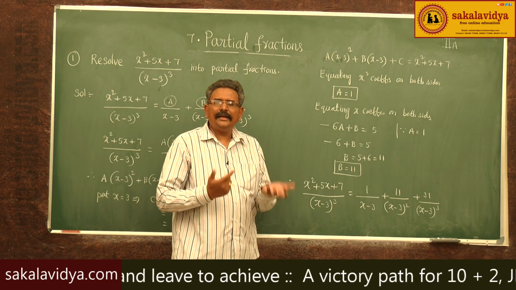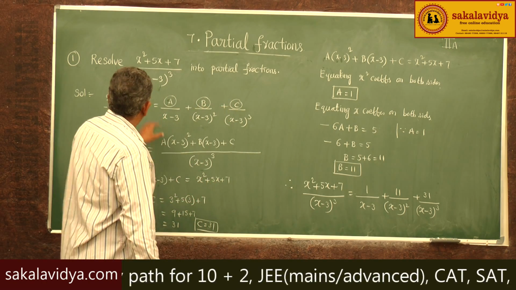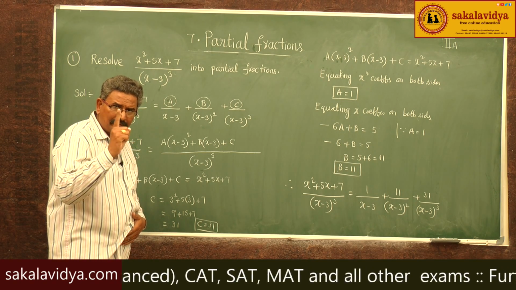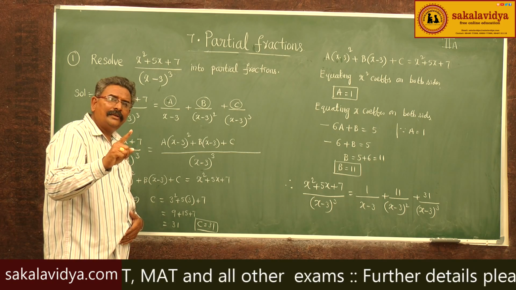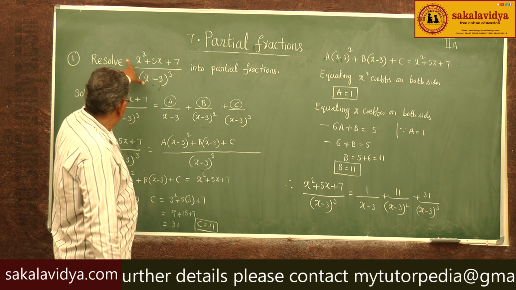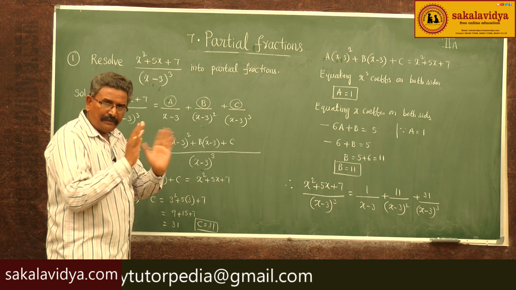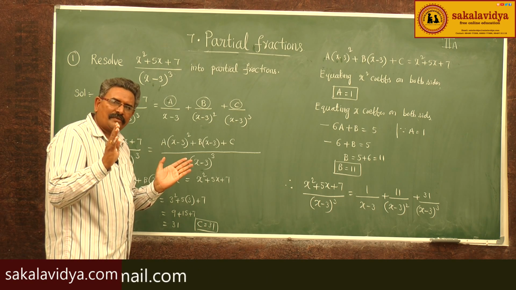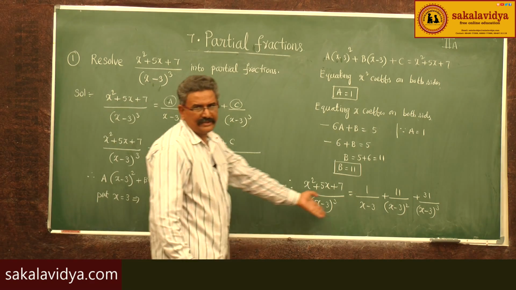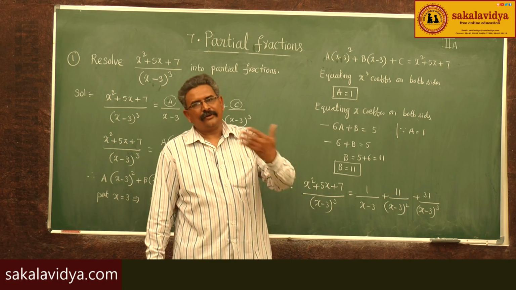But is there any other method? Yes, we have another method also, because here we have only one linear factor that is repeated three times. So put x minus 3 equal to y, change this in terms of y, just split the terms, and you will get the partial fractions. After that, replace y with x minus 3, and you get the same answer. That is the second method. If you are interested, you can adopt that method also.